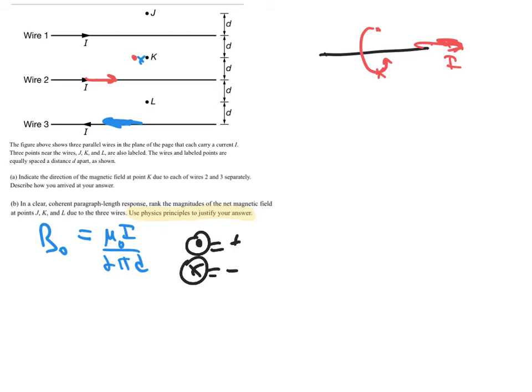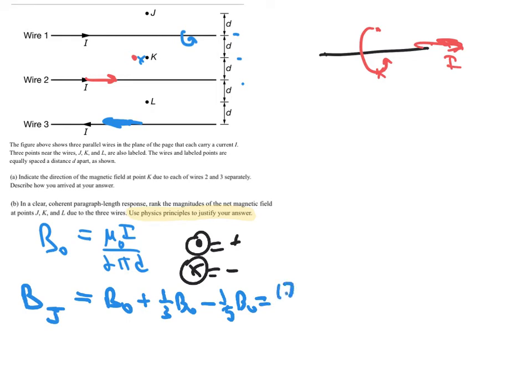So if we look at the field at, say, J, since we're going around that wire, it's coming out from wire 1, so we gain 1 B0. And since wire 2 is in the same direction, we're going to gain whatever wire 2 is, but it is 1, 2, 3 times further away, so it's 1/3 B0. And then we're going to lose whatever wire 3 contains, but that's only 1/5 B0. Or the incredibly obvious 17/15 B0. Okay.